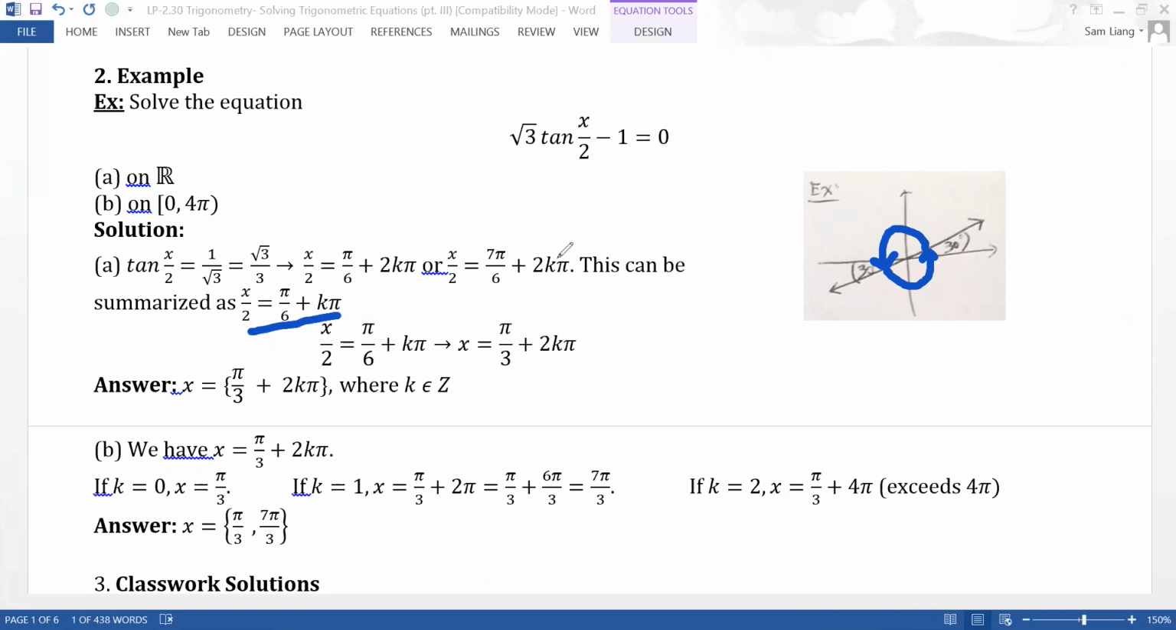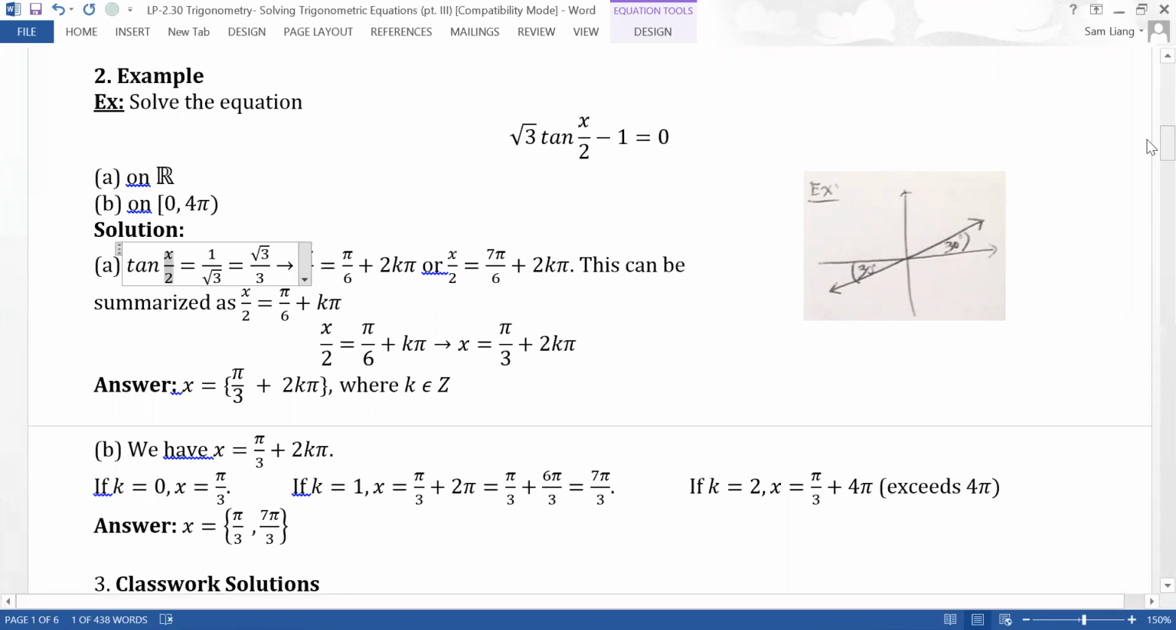All right, is anyone still copying part A? Otherwise, I'll start talking about part B. No? Okay, all right. For part B, remember, we're solving from 0 to 4 pi.